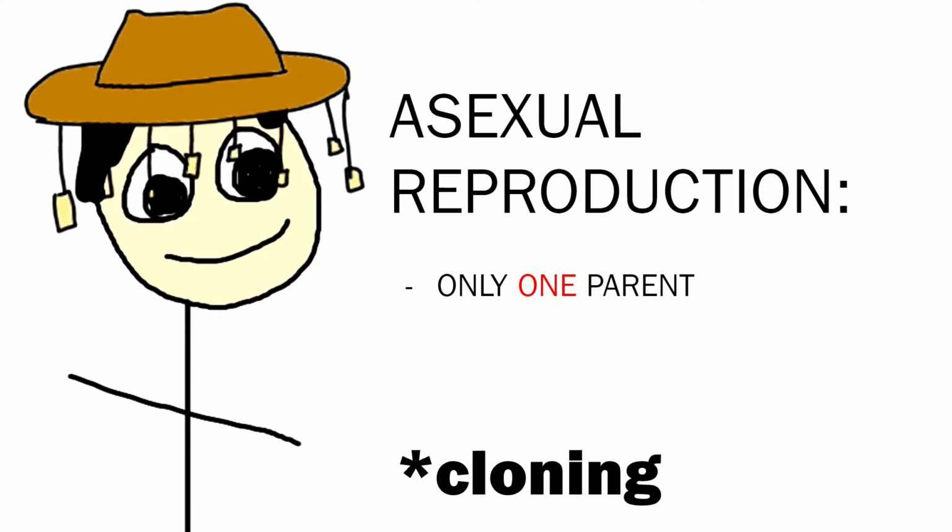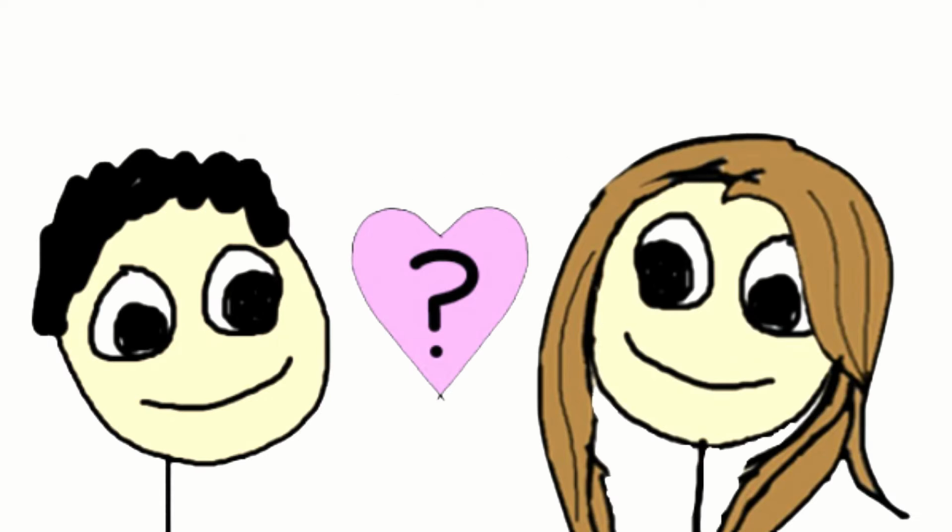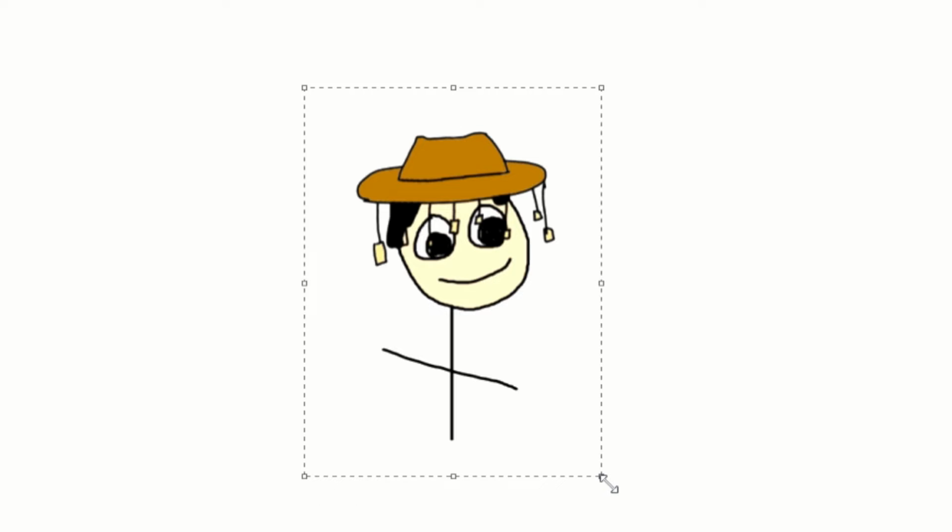Asexual reproduction is a type of reproduction by which offspring arise from a singular organism and inherit the genes of that parent only. This means no gametes, no meiosis, more on that later, and no need for the complicated process of finding a partner. Essentially, you're doing this.